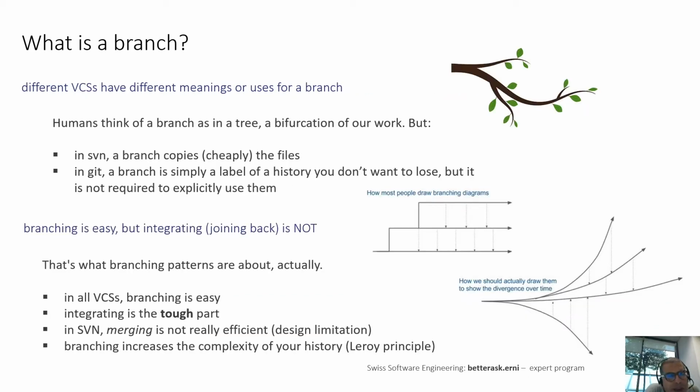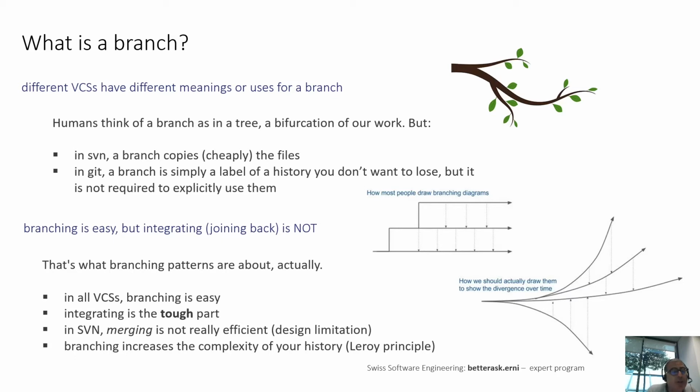Also, another concept that everybody knows, but let's see: what is a branch? You see this tree with some branches. It's very intuitive to talk about branches. For humans, we think a branch is as in a tree. It's a bifurcation of our work. But in version control systems, for example in Subversion, a branch is a copy. It copies everything into another place. It's very cheap. It doesn't take resources or time. It's just a new copy of all the files.